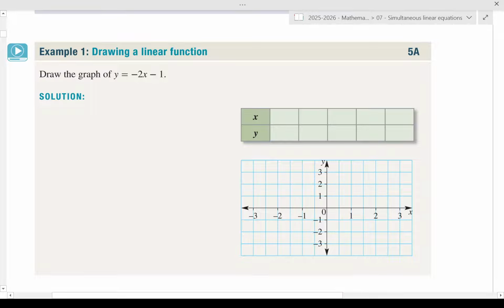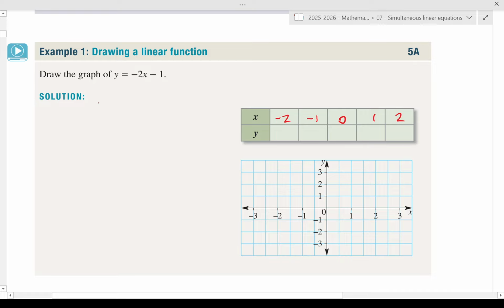All right, draw the graph of y equals minus 2x minus 1. So what we're doing here is we're actually going to use the table of values. So we're going to choose some values to put in there so that we can find out what the y values are and then plot it. So we're going to, as we normally do, choose numbers that are nice and easy for us.